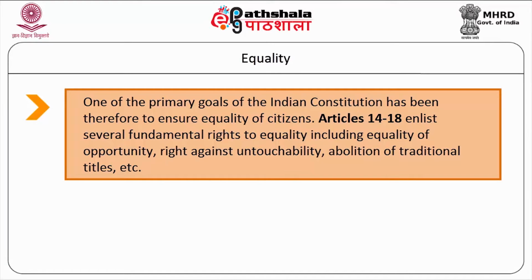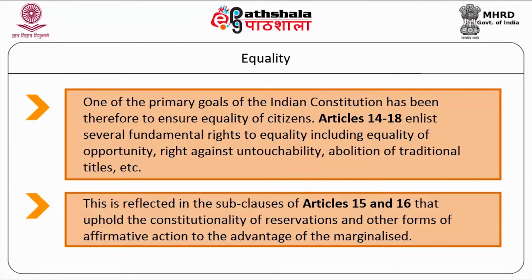For example, Article 17 of the Constitution prohibits untouchability, and there are so many other articles. For example, Articles 15 and 16 uphold the provisions for the rights of marginalized sections of society like scheduled castes, scheduled tribes, and other backward classes.